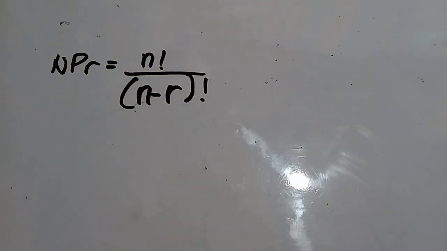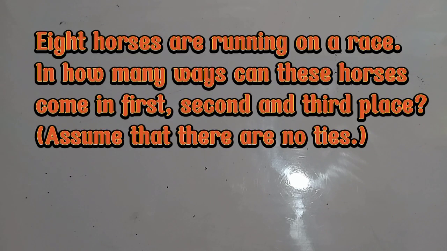Okay. For example, meron tayong halimbawa dito. May bibigay, 8 horses are running in a race. In how many ways can these horses come in first, second, and third place? Again, 8 horses are running in a race. In how many ways can these horses come in first, second, and third place? So, hinahanap natin yung ways can these horses come in first, second, and third place. So, i-assume natin that there are no ties. Okay, so anong dapat natin gawin?